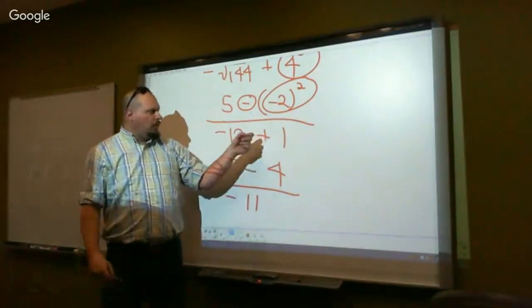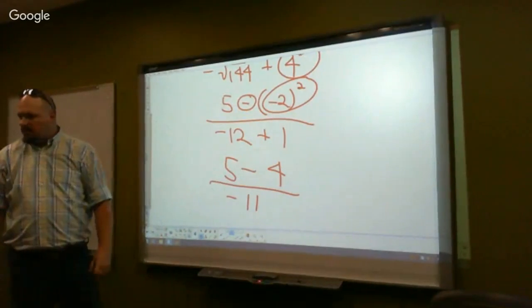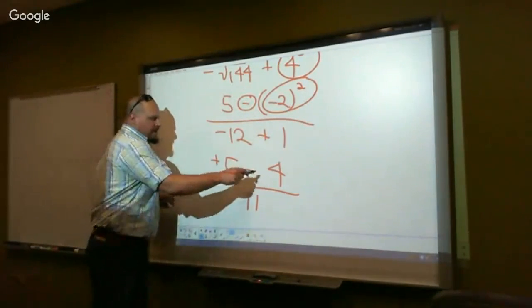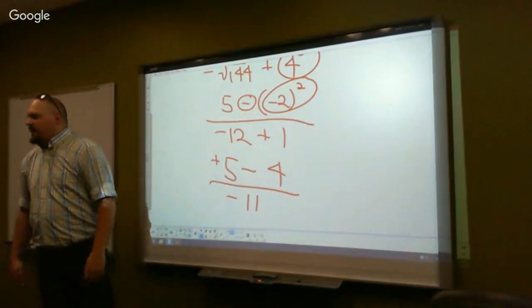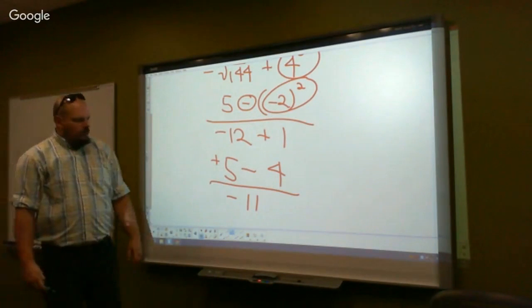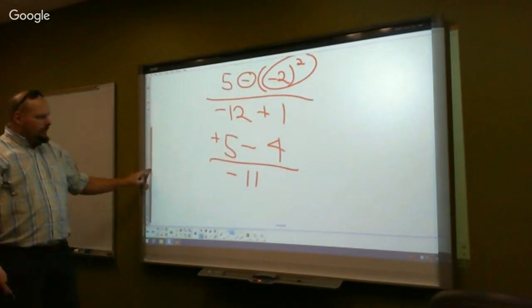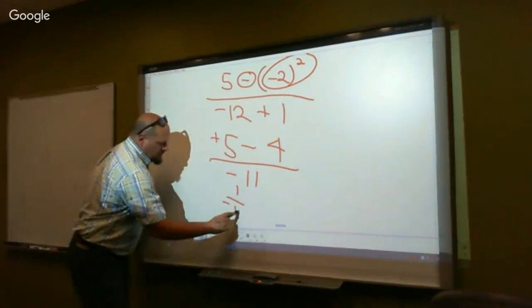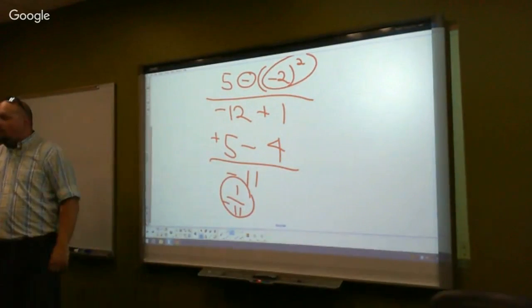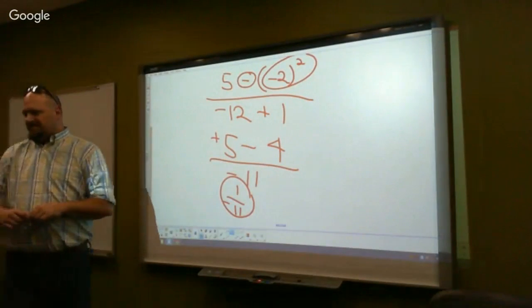So what's negative 2 squared? It's 4, and then you put that subtraction. It's essentially 5 minus 4, ultimately. And what's 5 minus 4? 1. Yeah, 1. 1 over negative 11. And this will equal 11. No, negative 11. 1 over 11. 1 divided by a negative 11.